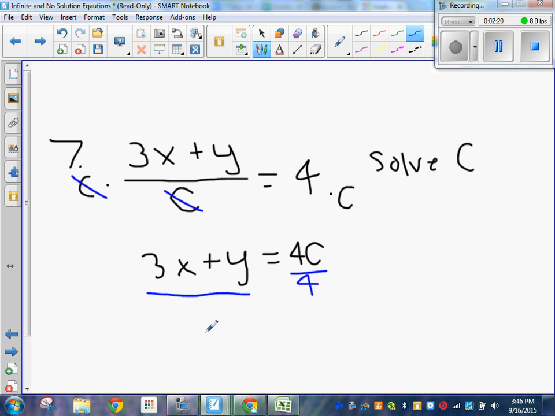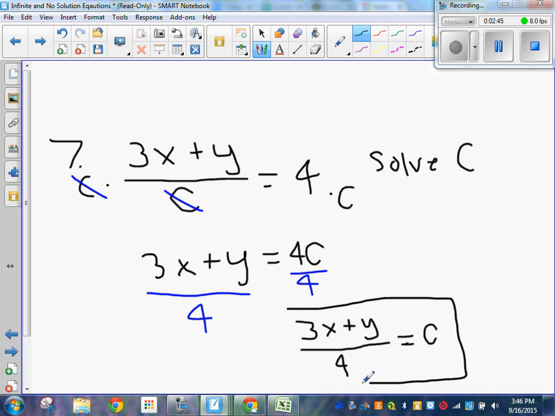We do to one side, we do to the other, and so we end up getting 3x plus y divided by 4 is equal to c. And so in the end, we find out what c is, even though we can't simplify this, and that's exactly what we're looking for. That is the right answer.